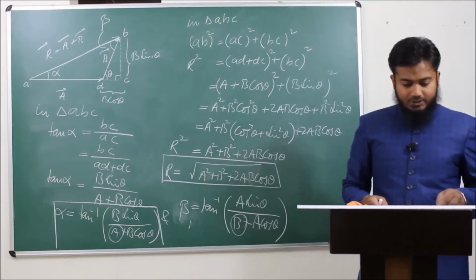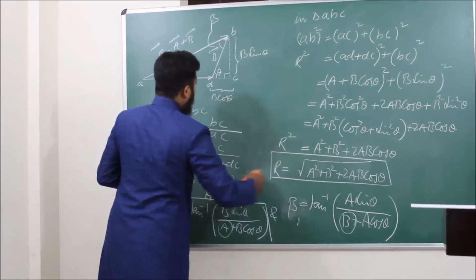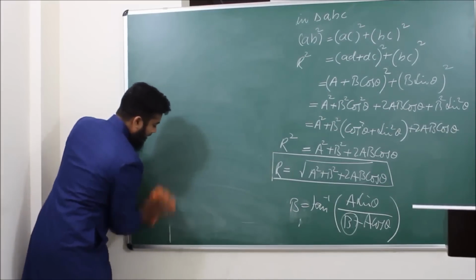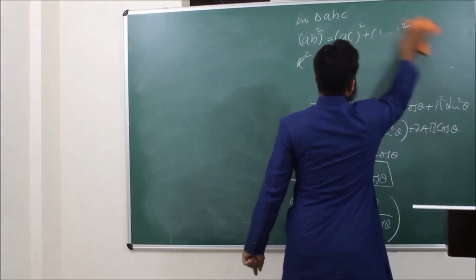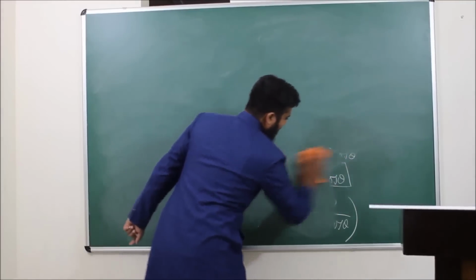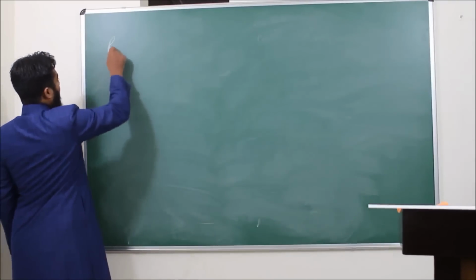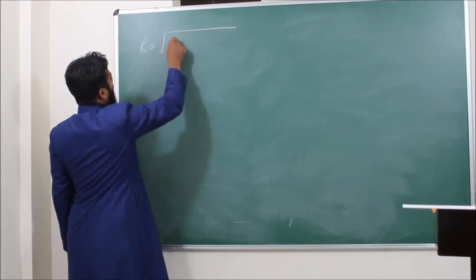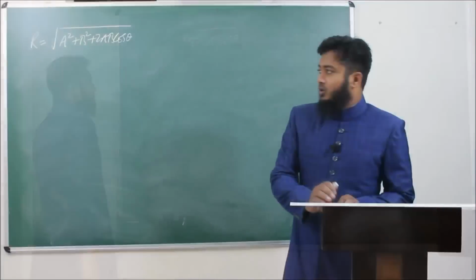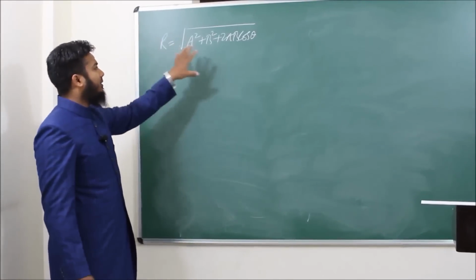Now let's move on. We can discuss some special cases about this formula. These cases are very important. So let's write down again what is R. R is equal to square root of a square plus b square plus 2ab cos theta. So अभी हमने just derive किया resultant vector R. Now let us see some cases related with this formula.